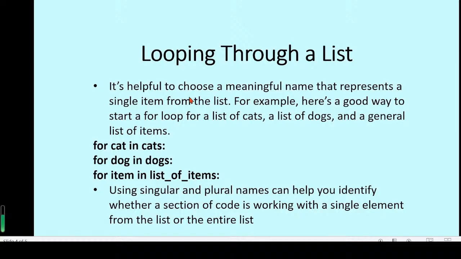It is helpful to choose a meaningful name that represents a single item from the list. For example, here is a good way to start a for loop for a list of cats, a list of dogs, and a general list of items. We can write, for example, for cat in cats, for dog in dogs, or for item in list_of_items. And using singular and plural names can help you identify whether a section of code is working with a single element from the list or entire lists.